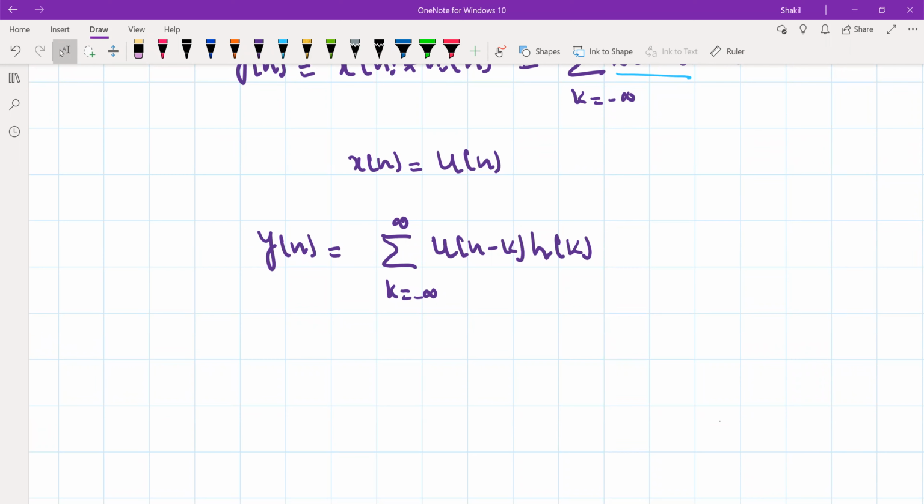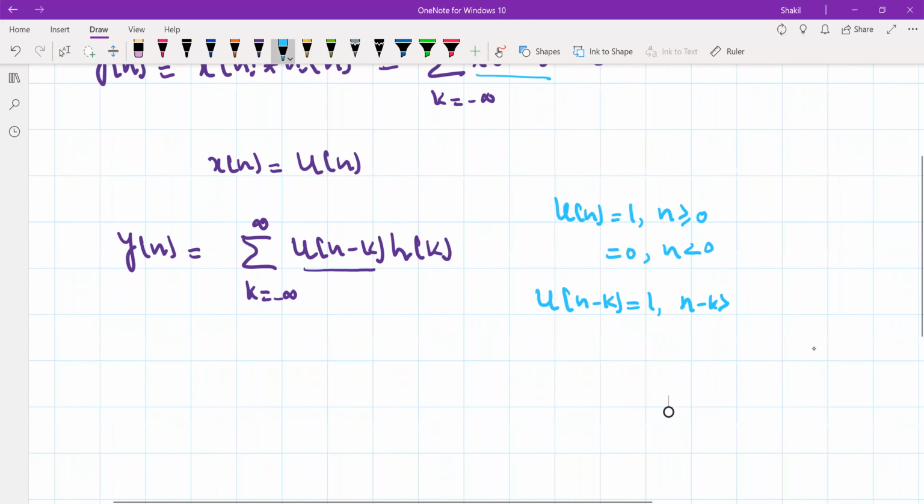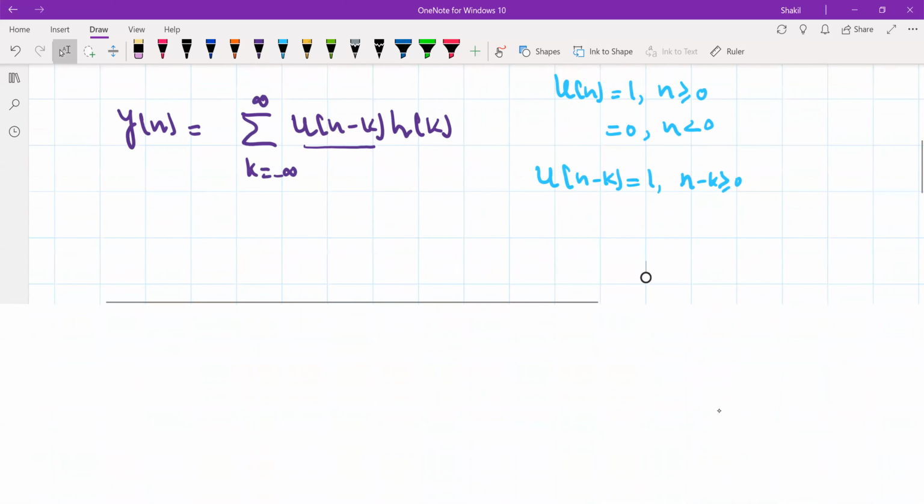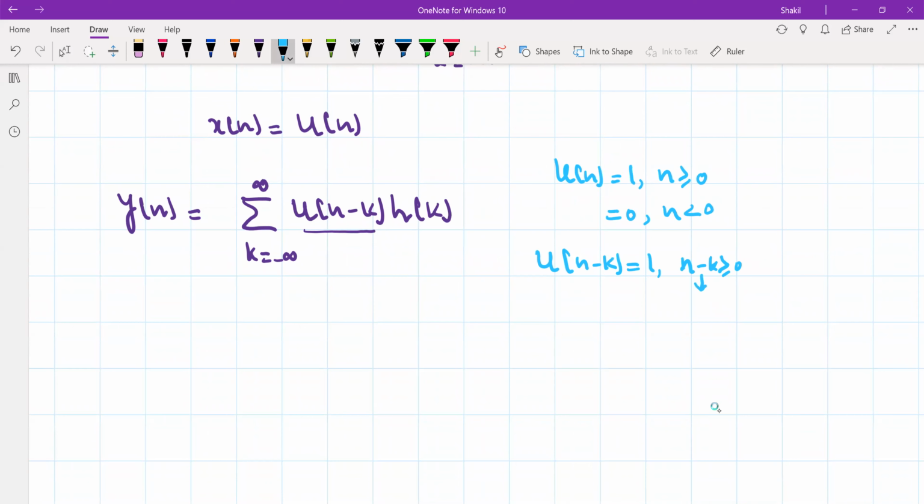Now we'll use the definition of u of n. We know u of n is defined as equal to 1 when n is greater or equal to 0, and it's equal to 0 when n is less than 0. Same way we can define u of n minus k. So u of n minus k is equal to 1 when n minus k is greater or equal to 0, or n is greater or equal to k.